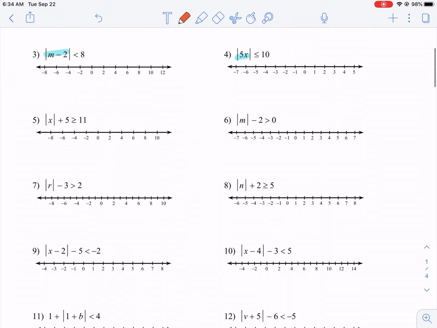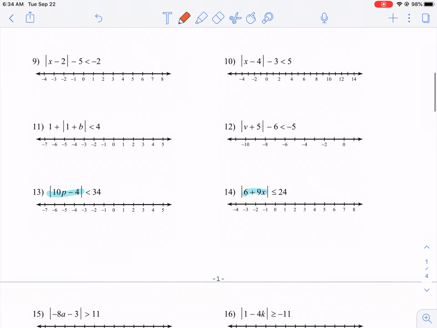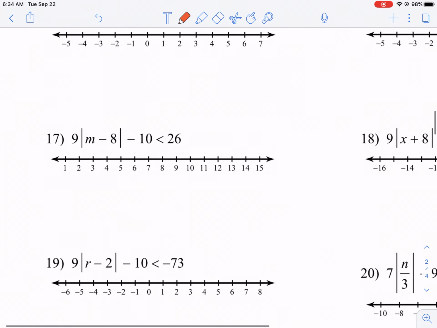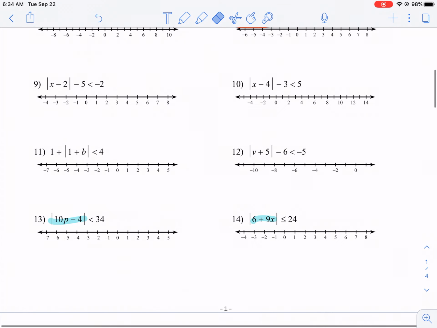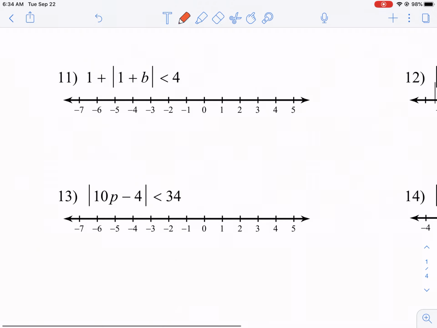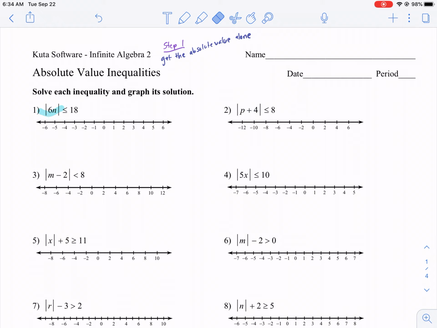We have this one not by itself because it has a +2, -2, whatever it is. Also, anything like this, if there's a 9 being multiplied out in front, that's not by itself. This one's got a multiple, okay? So I just want to give you a heads up that those are cases where it's not by itself. If you have an inequality and then you have absolute value on one side, and it's only an absolute value, then you're good to go. So that's our first step, to make sure that it's by itself. We're going to just start with number 1. We'll keep it basic, and we'll move on to step 2.